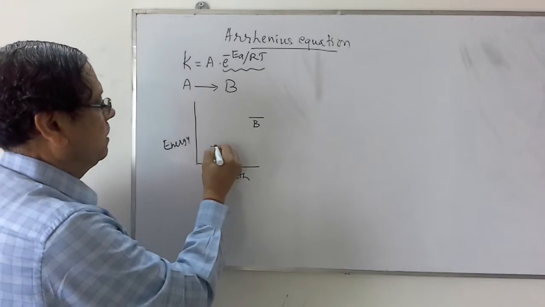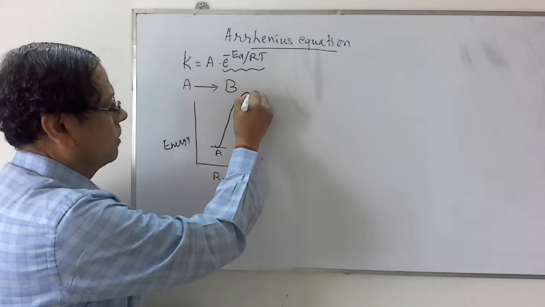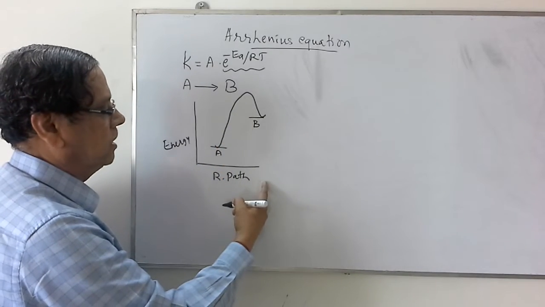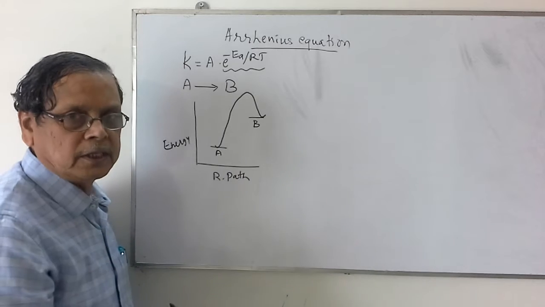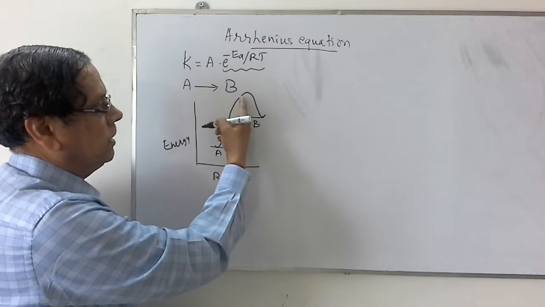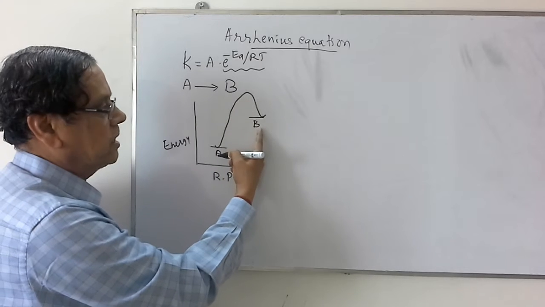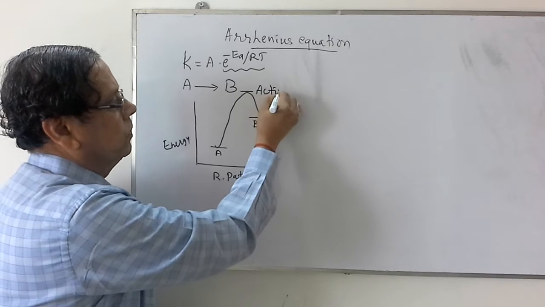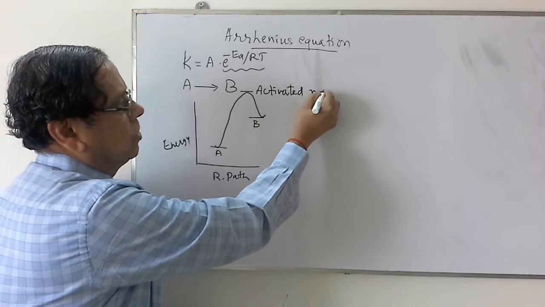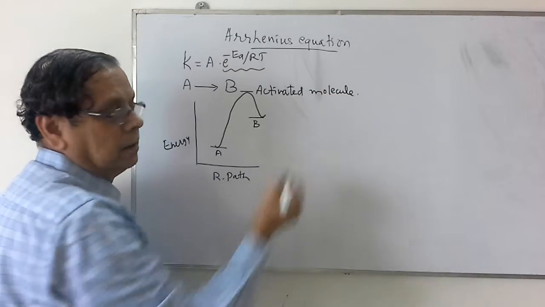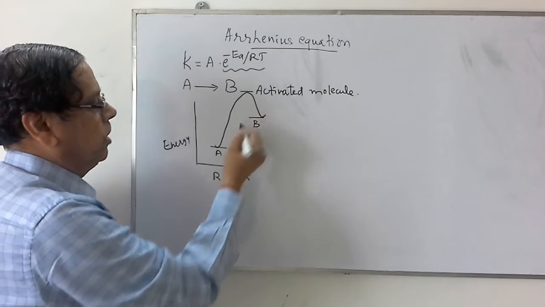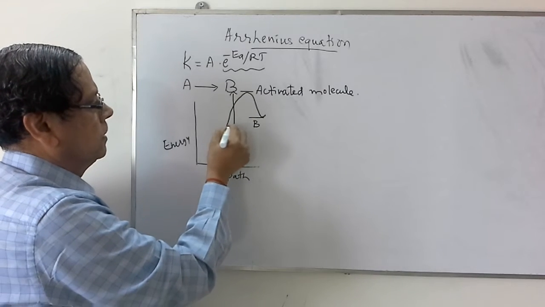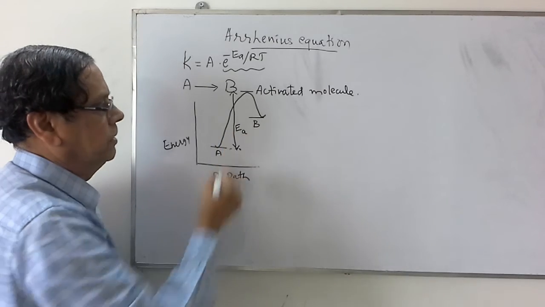So that mechanism or reaction path can be indicated by this curve, where this curve indicates the flow of this reaction via this path. So A is first converted to some other intermediate product, then it is converted to product. So this is the intermediate, that is called the activated molecule. To go to this activated molecule, these reactants must absorb energy equal to this difference. So this is named as energy of activation.